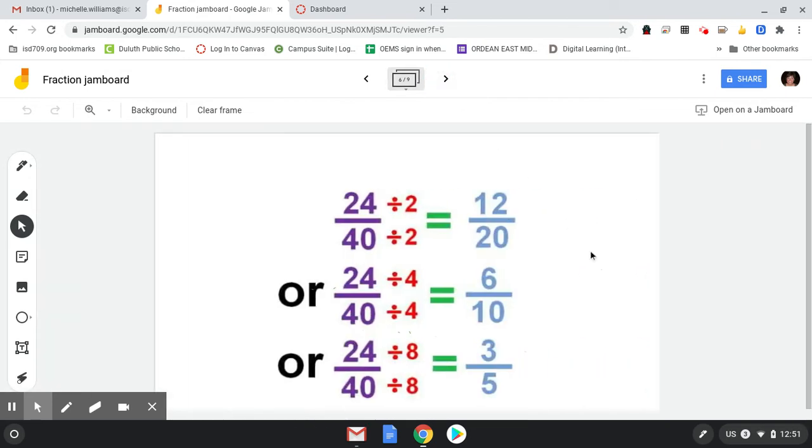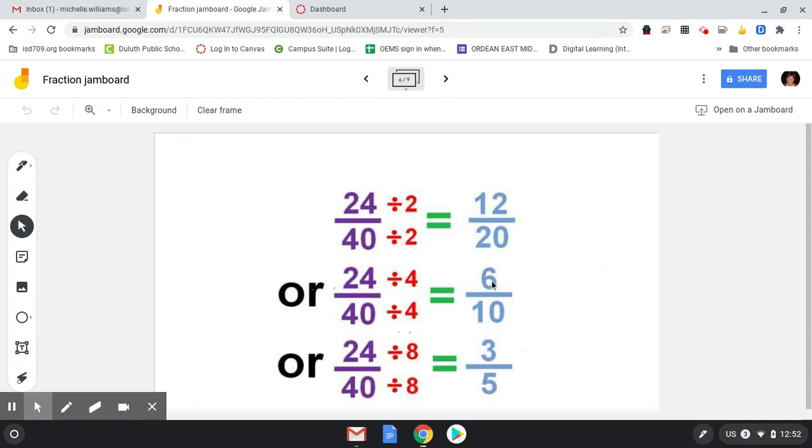Here we have the fraction 24/40ths, and we show that you can divide by 2 because they're both even and get 12/20ths, which is still not completely simplified. They're both even. You could continue to divide by 2 again. Or some of you might say, well, I know that 4 is a factor of both 24 and 40, and you might divide by 4.